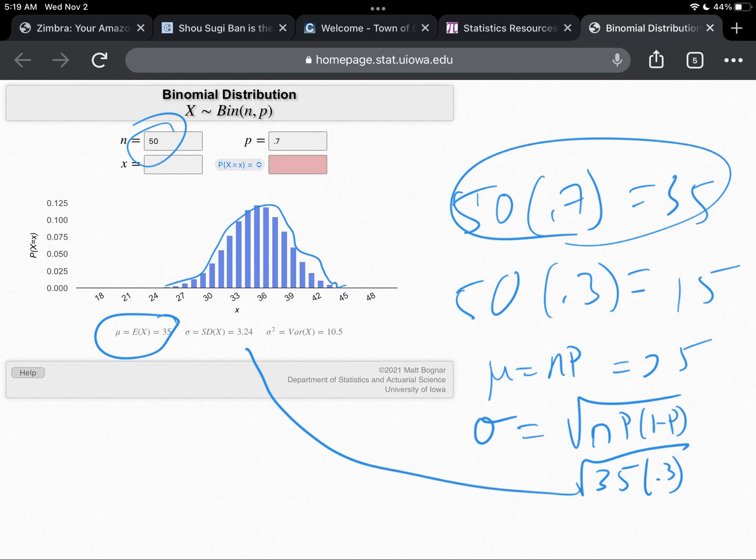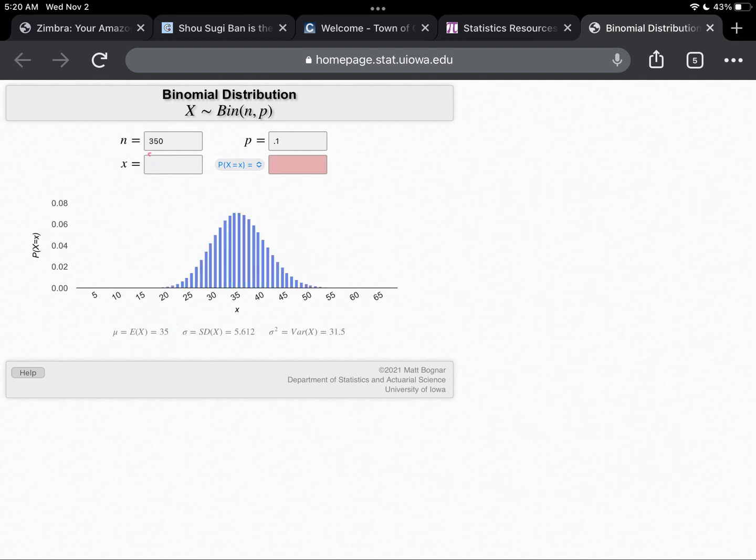Because we met that condition of both n times p and n times q being greater than 5, we're going to be able to find the mean and the standard deviation. This one is an extremely large sample, even more smooth than the first. So we can use it: find the mean, find the standard deviation, and use the normal curve.